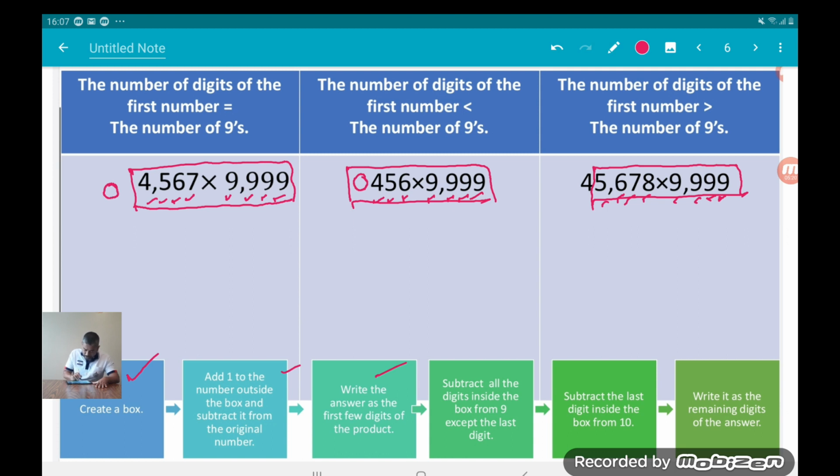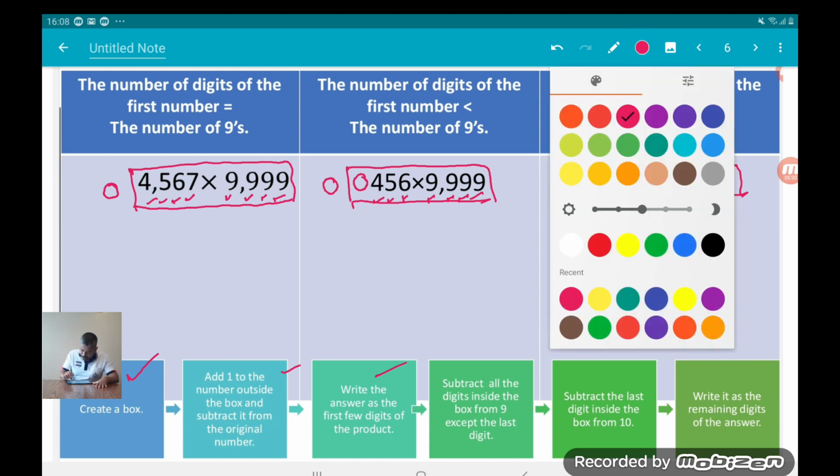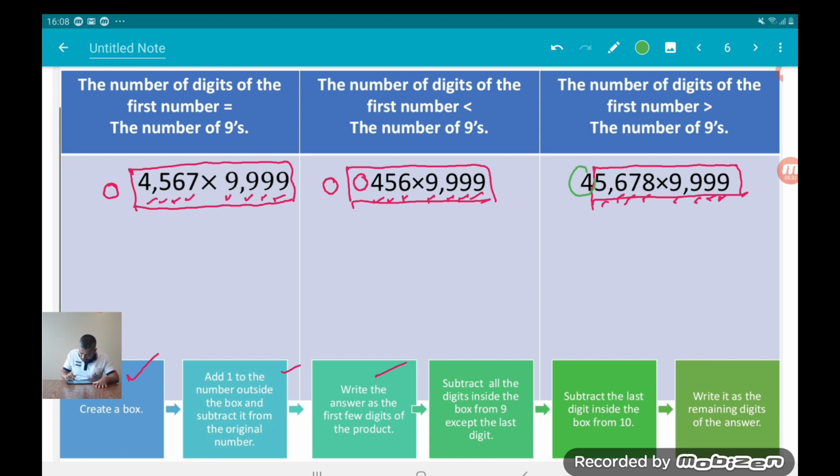What about the second one? Do you have any digits outside? Nothing. So just add a 0 there. And what about the third problem? Do you have any digits outside? Yes, you can see number 4 there. Okay, so we have a number here.